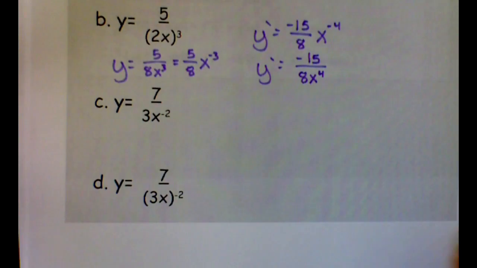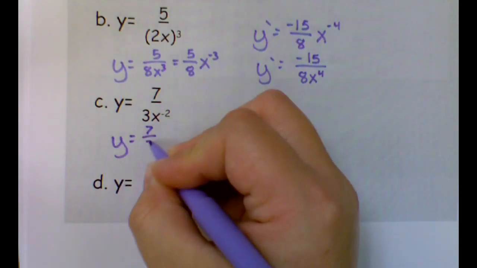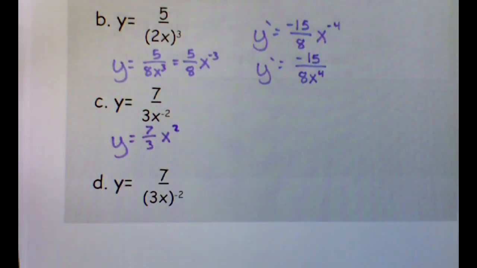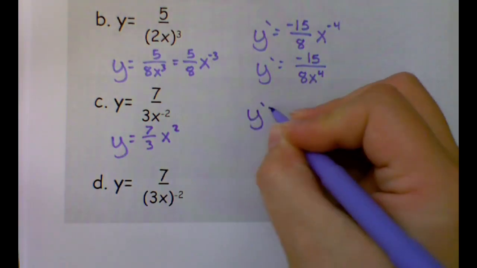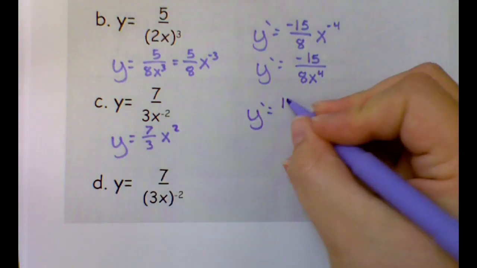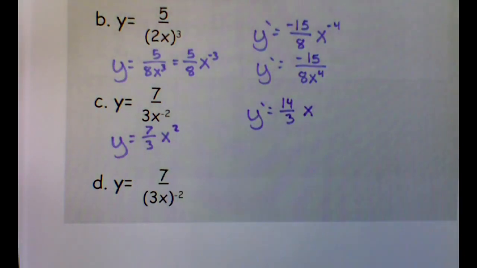Y equals 7 over 3x to the negative 2nd power. Rewrite this function originally, 7/3 x to the positive 2nd power, because a negative exponent in the denominator bumps it to the top. And then y prime equals, multiply that 2 down, I get 14/3 x to the positive 1st power. No rewriting necessary.